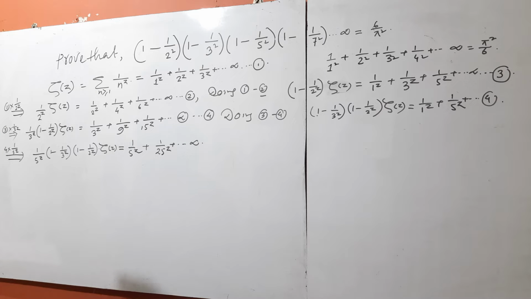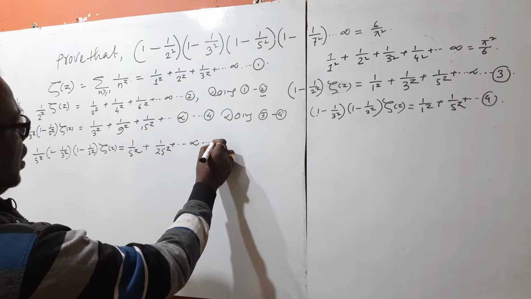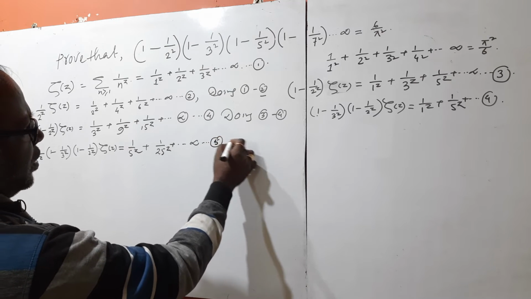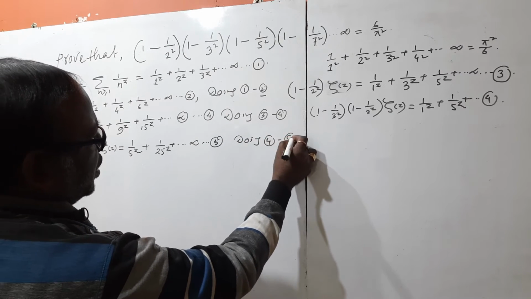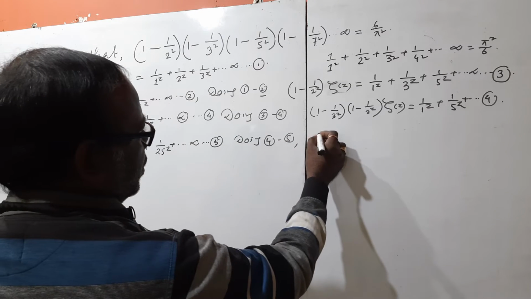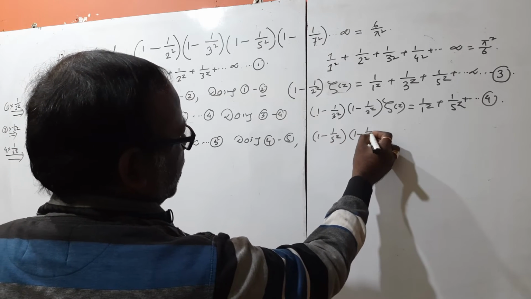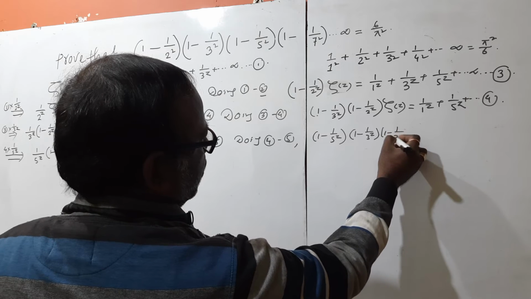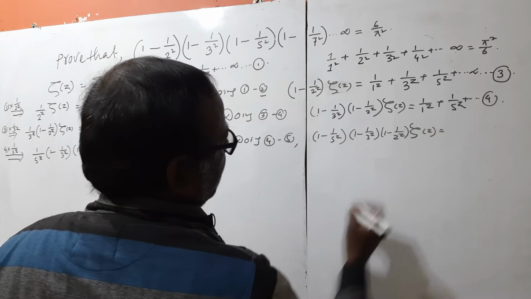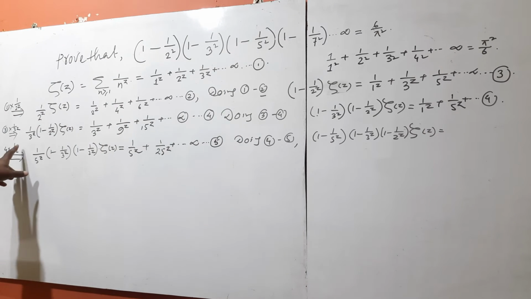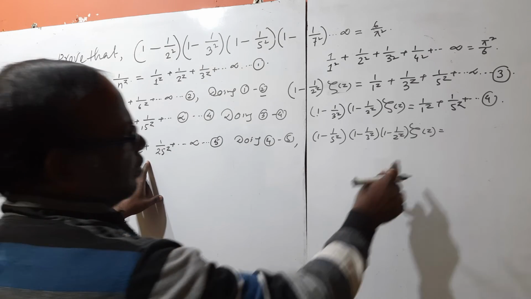So then you got here 4 and this is 5. Doing 4 minus 5, then you got here 1 minus 1 over 5 to the power z, 1 minus 1 over 3 to the power z, 1 minus 1 over 2 to the power z, and Riemann zeta function of z, and that is multiplied by 1 over 5 to the power z to this equation, and doing minus from 4.